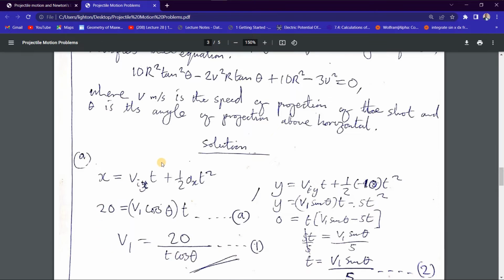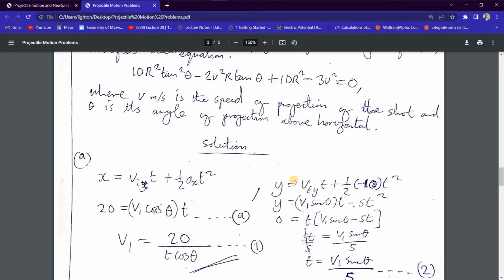Being equal to Vix, which is just V1 cos theta, since this is the x component, V1 cos theta times the time there. This part we won't consider because ax is 0. So we have this as equation 1, when we put it like that.